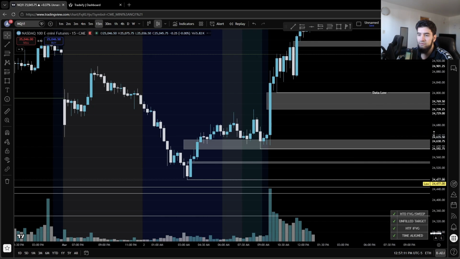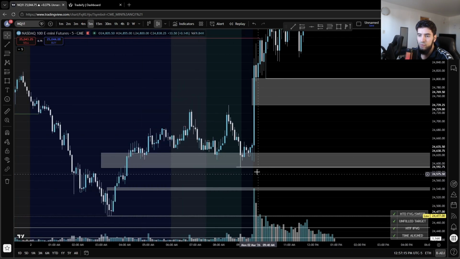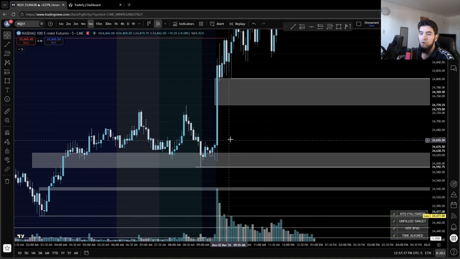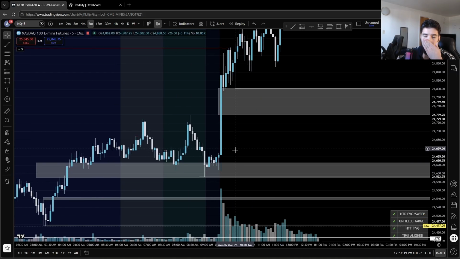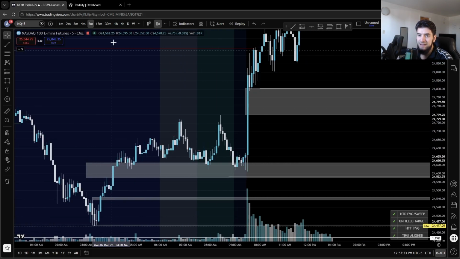Now if you go on a lower time frame, we see that price ends up trading all the way to this 1 hour fair value gap, and I open. Let's see what happened. So I open, and you see this massive candle happen, 200 points with a lot of displacement.